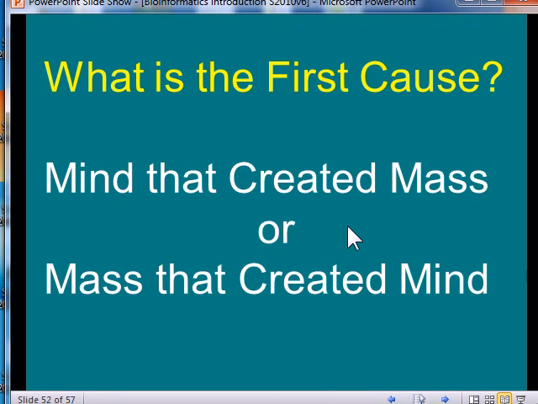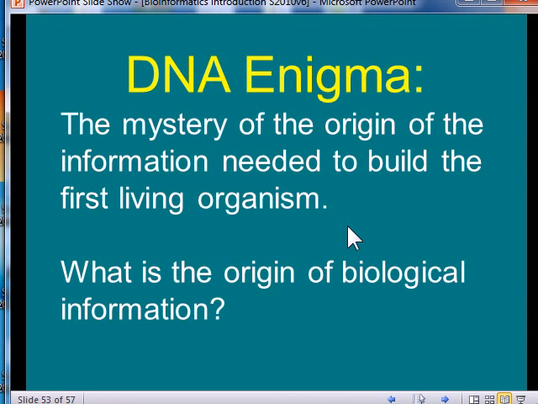Brings us to a philosophical concept. What is the first cause? What created the Big Bang? Is it mind that created mass, or is it mass that created a mind? Again, the philosophers and the scientists can debate this on and on. The DNA enigma: the mystery of the origin of the information needed to build the first living organism. What is the origin of biological information? This perplexes many scientists, how the process got started.